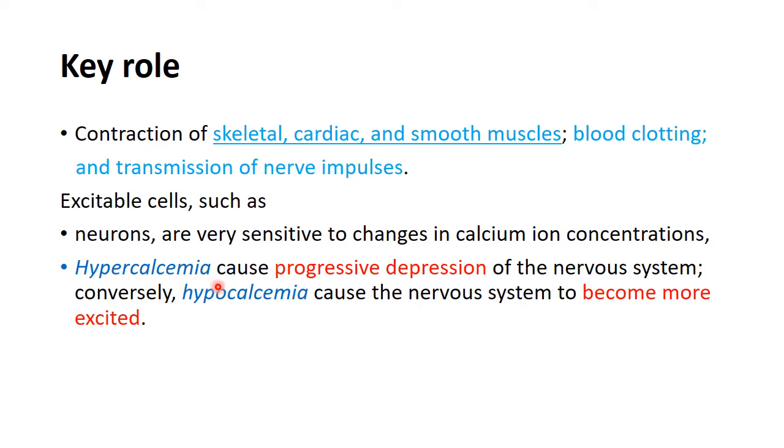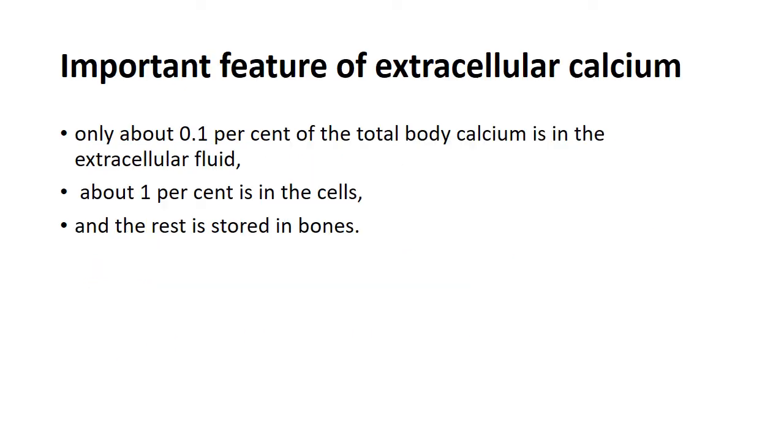Whenever there is hypercalcemia, you will find progressive depression. And whenever there is hypocalcemia, meaning there is a decrease in calcium ion, then you will find the neurons become more excited. So what is a very important feature of extracellular calcium?